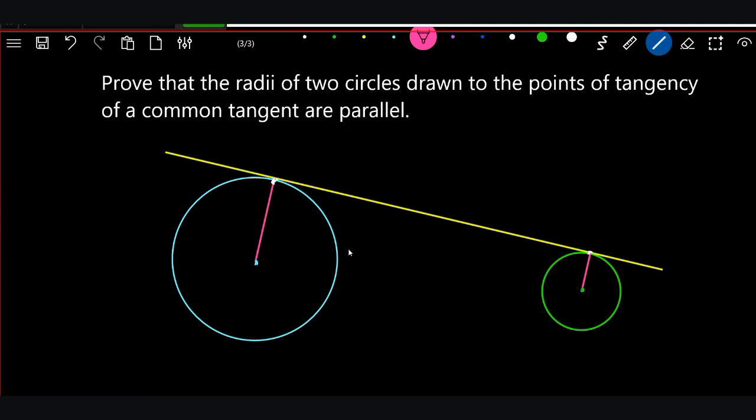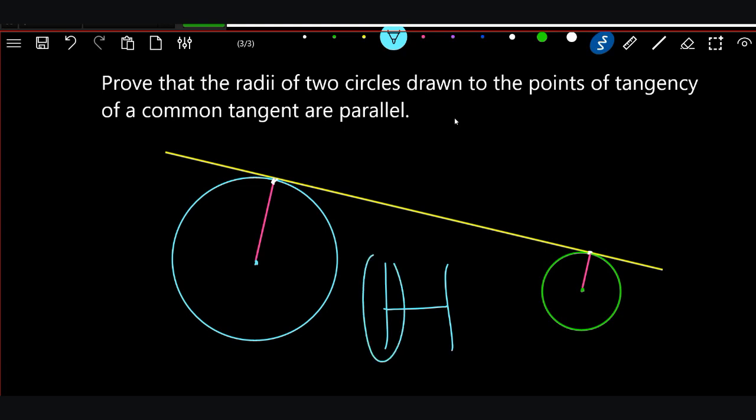Well, what do we know about common tangents? We just learned it a couple lessons ago. What we learned was that the radius from the center point to the point of tangency is always going to be perpendicular. What else do we know about perpendicular and parallel? If we have another line that's also perpendicular to that same line, what do we know about these two lines? Yes, they're parallel, and we have that already in a corollary or a theorem.